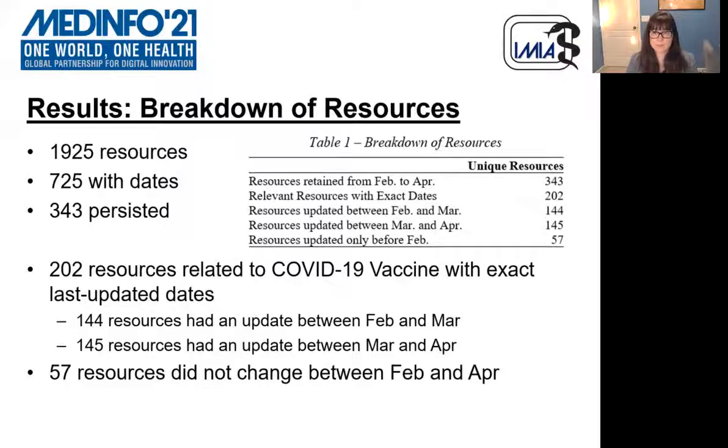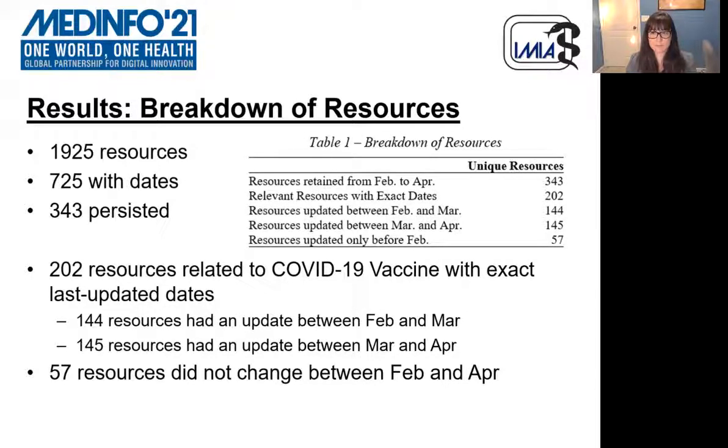For our results, we recorded 1,925 unique resources combined from the subnetworks of February, March, and April data. Among them, we identified 725 resources with parsable dates and narrowed it further to 343 resources that persisted in all 3 subnetworks generated. We obtained 235 total resources directly related to COVID-19 vaccine, but excluded 33 with unreadable or otherwise unidentifiable dates, leaving us with 202 total resources related to COVID-19 vaccine with exact last updated dates.